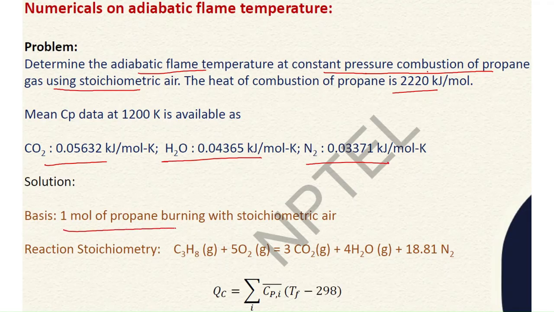So taking the basis as 1 mole of propane burning with stoichiometric air, the reaction is propane plus oxygen: 1 mole of propane and 5 moles of oxygen gives 3 moles of carbon dioxide, 4 moles of water vapor, and 18.81 moles of nitrogen. How so? This is basically 79 by 21, which is nitrogen, into 5. Why 5? Because here 5 moles of oxygen are taken. So for 5 moles of oxygen, the nitrogen will also be 5 times. So this gives 18.81.